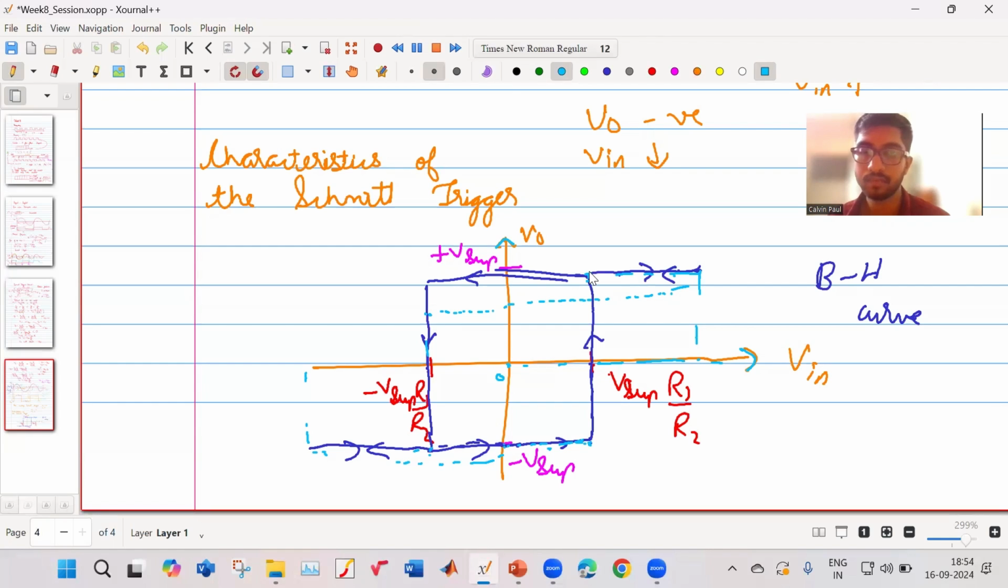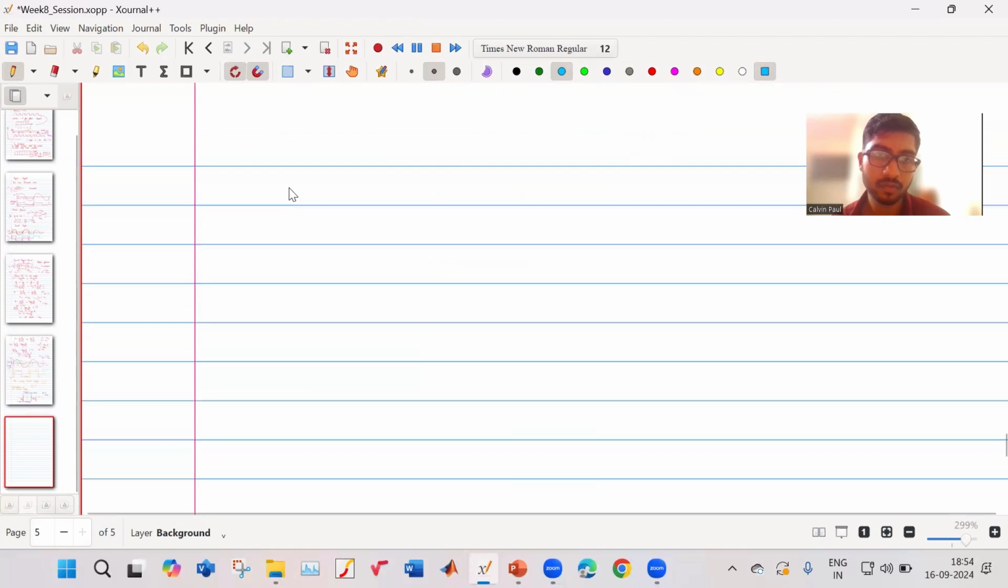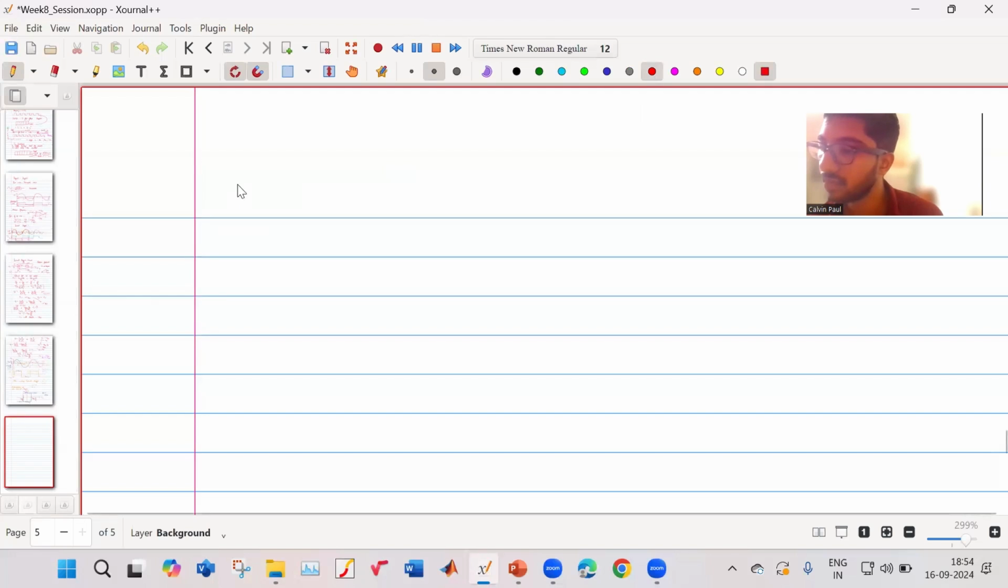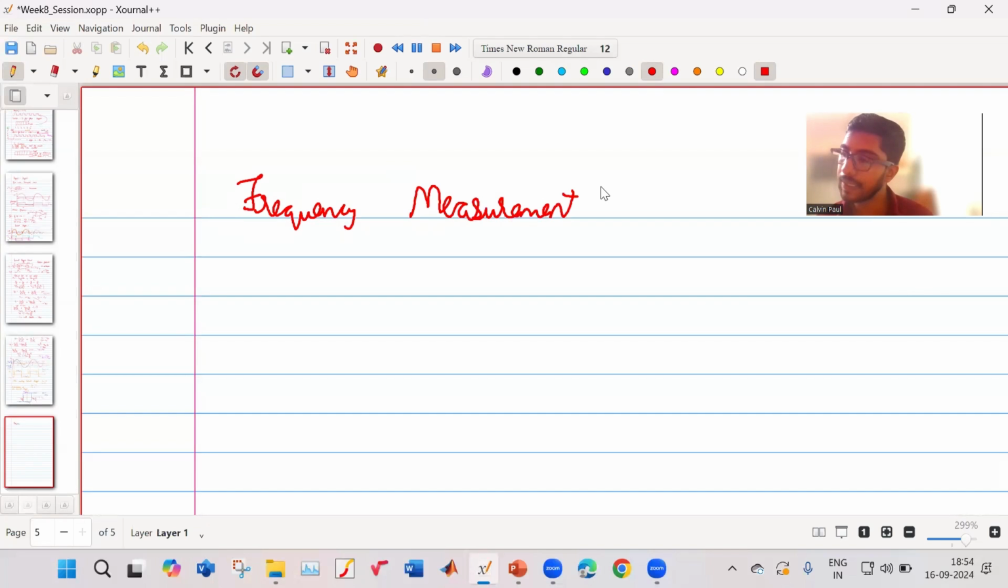Okay. Thank you. So now we will see frequency measurement. We have seen if your signal is a digital signal, we are able to measure its frequency. If it is not a digital signal, we use a comparator or we use a Schmitt trigger, and then we can get a digital signal which can be used to measure the frequency.